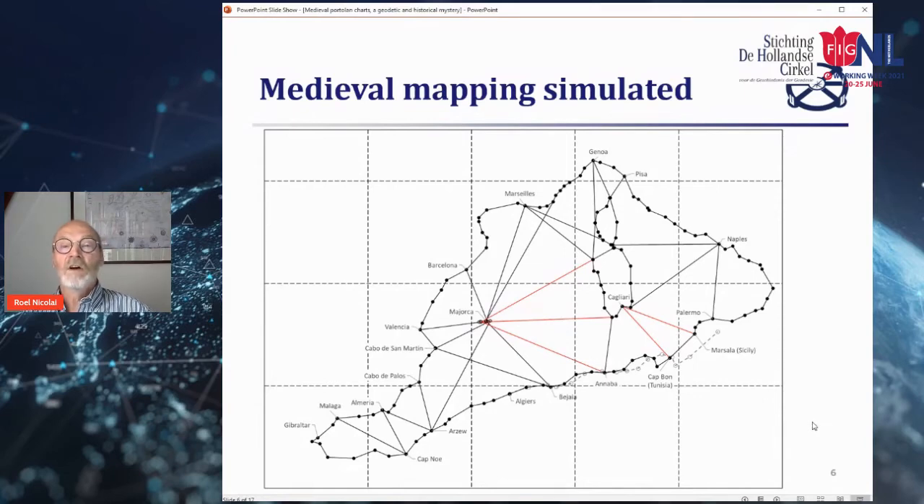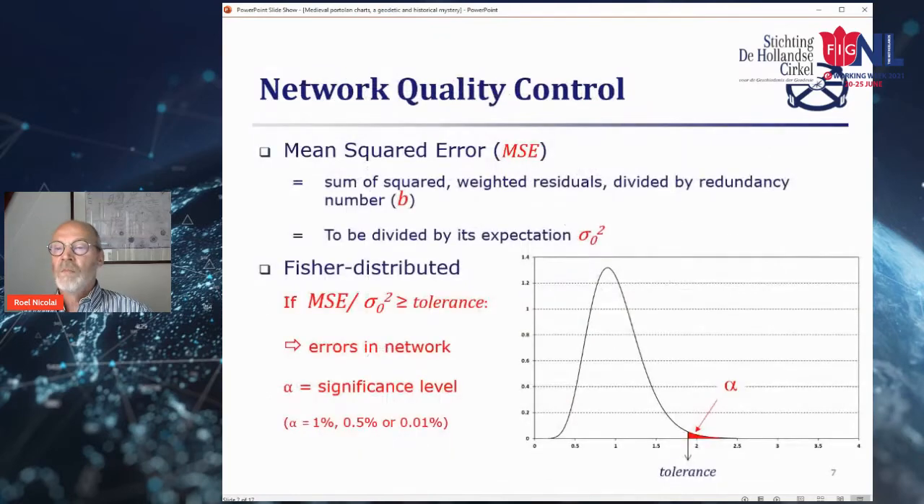The key questions are, how similar is such a simulated chart to a real portolan chart? Does it fit equally well to the Mercator projection? And to answer these questions, we need to abandon the pretty pictures and dive into statistical testing techniques normally used for quality control of geodetic networks, and by the way, by automatic face recognition software.